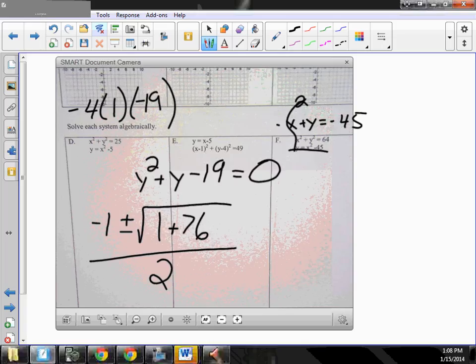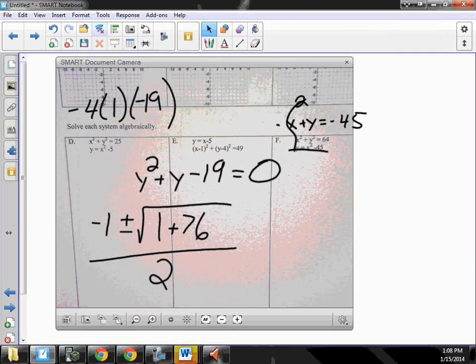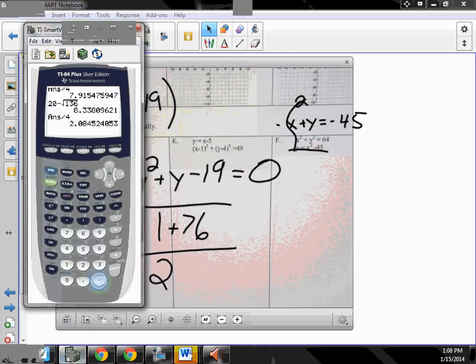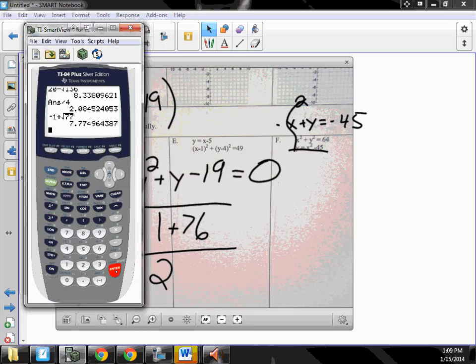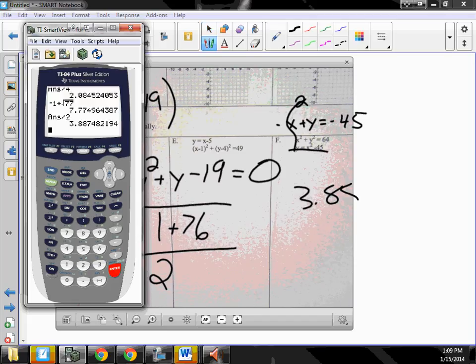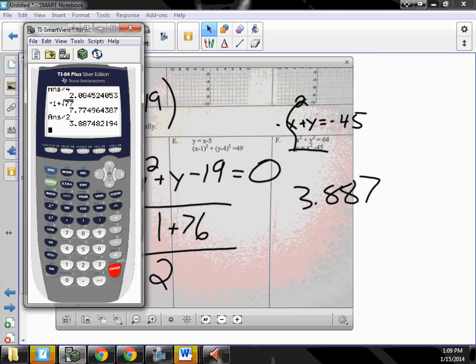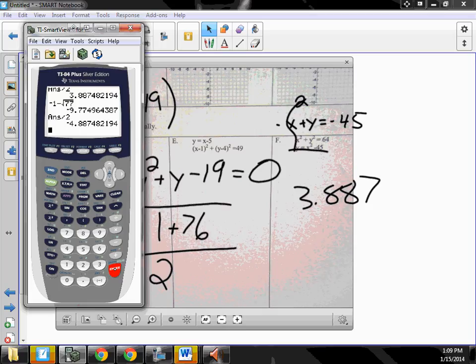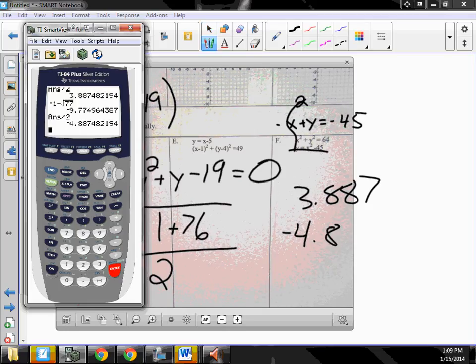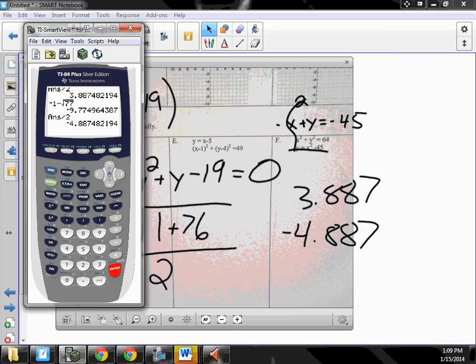Got that? Okay. So, again, I don't want the simplified version. I just want the decimal. So I'll just type in negative 1 plus the square root of 77 and divide that by 2. 3.887, and negative 1 minus the square root of 77 divided by 2, negative 4.887. So how many answers are there?